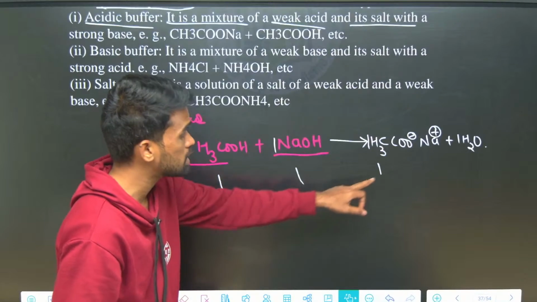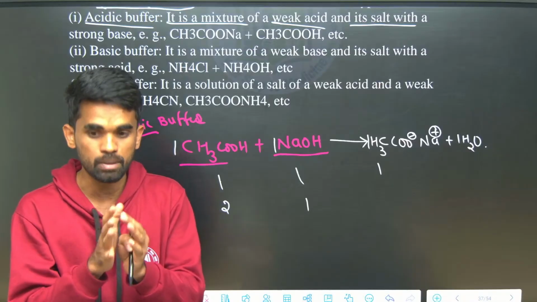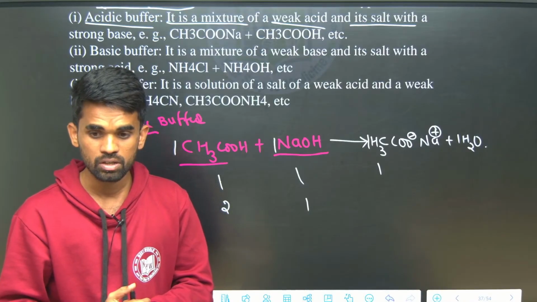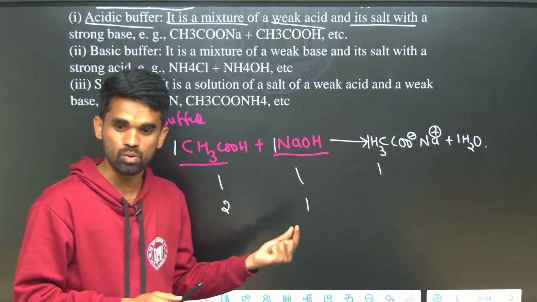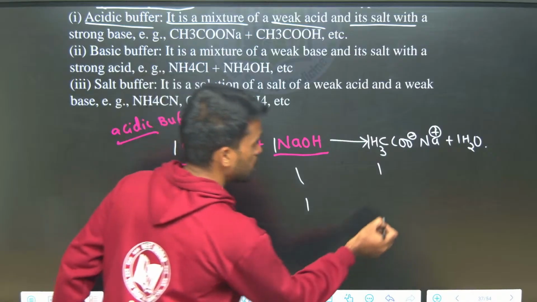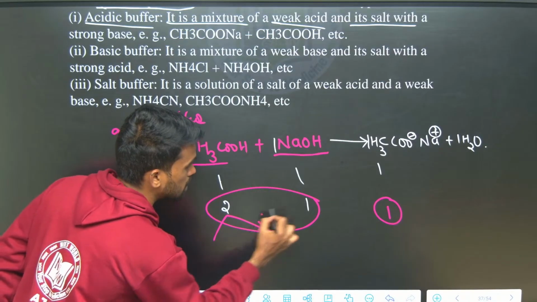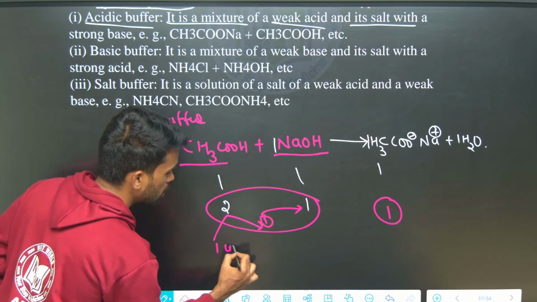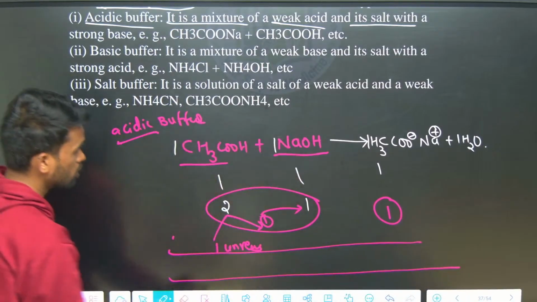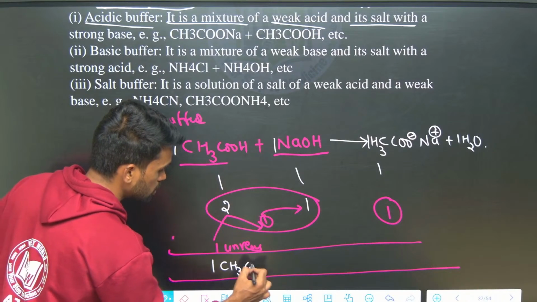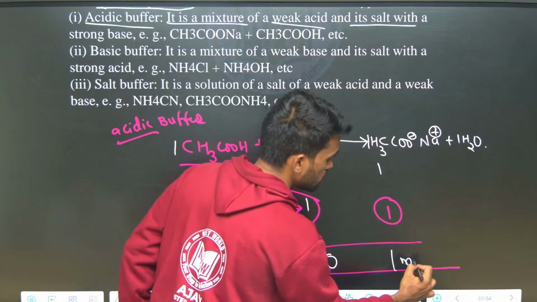How much salt is formed? 1 mole, because this is the limiting reagent. So whenever we are seeing an acidic buffer, what should be the limiting reagent? The strong base should be the limiting reagent, in limited, lesser quantities. So out of 2 and 1, 1 mole is reacted with this and 1 mole remains unreacted. So the resultant solution will contain 1 mole of acetic acid, no base, and 1 mole of salt.